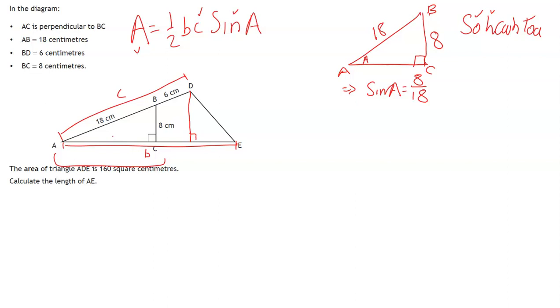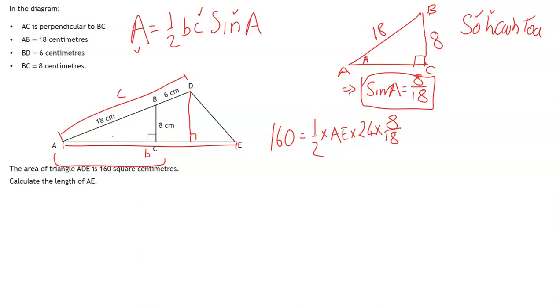So if I construct it all together with the information that I know, I could write that 160 is equal to a half times B. Now B is the side A to E, times C. Now C is the entire length ADE, so it's not just 18, it's actually 18 plus 6, so it's 24. And then it's going to be times the sine of A. Now I know sine of A is 8 over 18. So it's times 8 over 18, just like that. So I've actually come up with some sort of relationship for it that I can now manipulate and use.